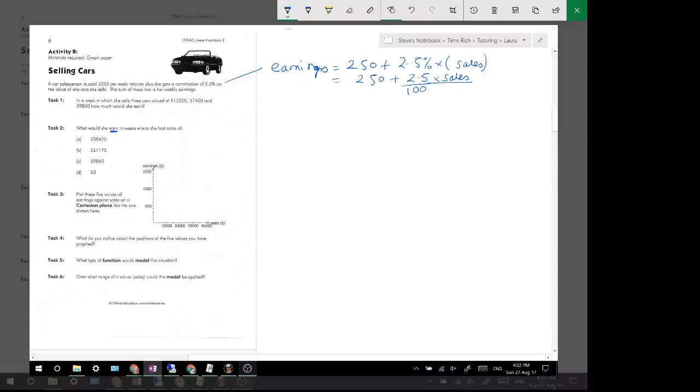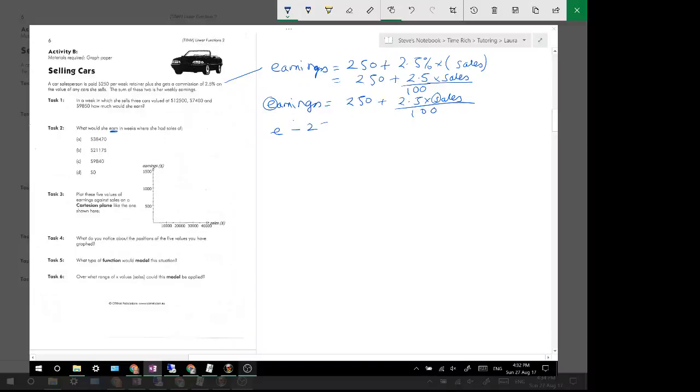Now, in task 2, rather than being given the sales, we're given earnings, and we've got to find the sales. So we've got to turn this formula around. So earnings equals 250 plus 2.5 times sales over 100. Right, so the first thing we're going to do is get the 250 on this side. Actually, just to save rewriting, let's just call it E and S.